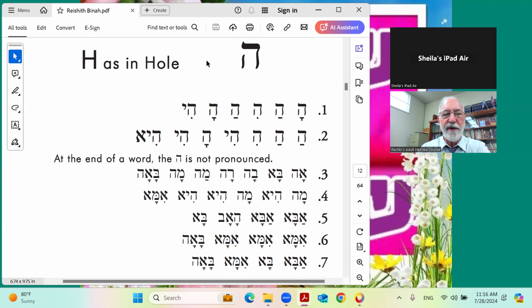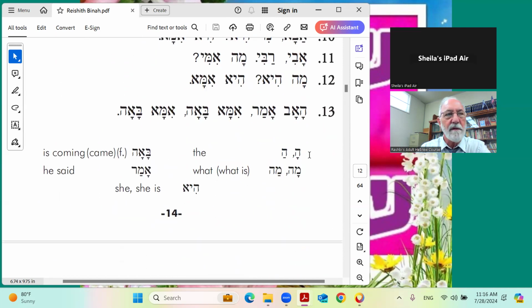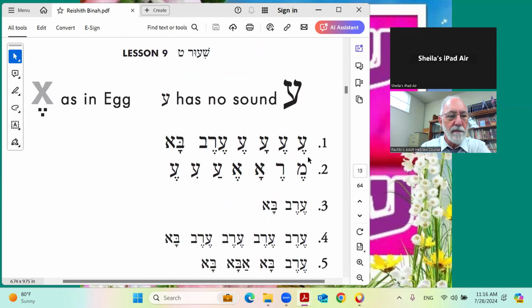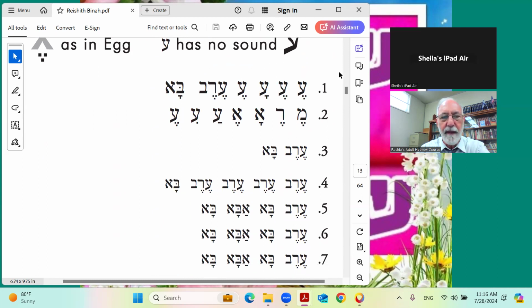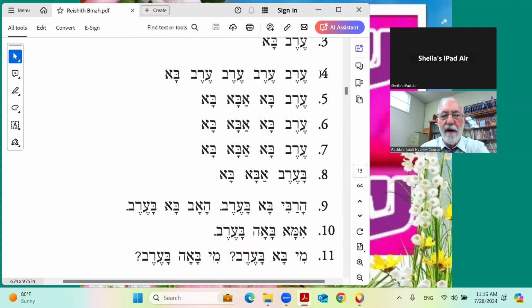So a lot of times when you see this H word, you'll see an eh vowel with it. And here's your eh vowel. I forget the name of what that vowel is, but okay, let's continue. Line 4.